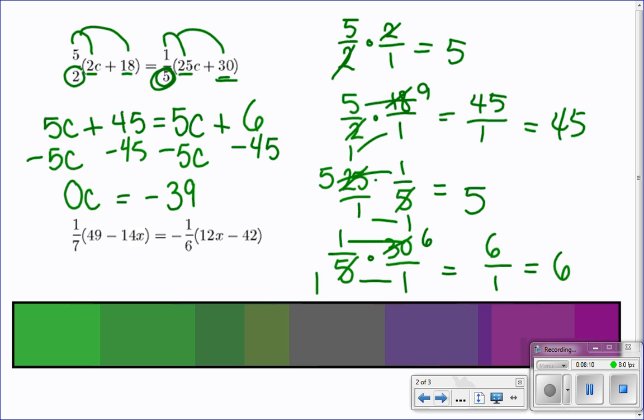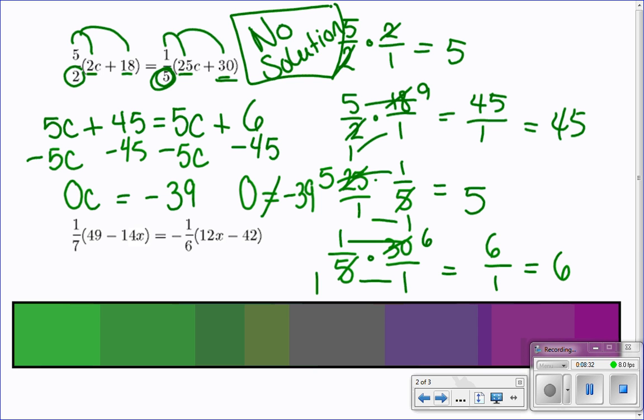So basically 0c, and 0 times anything is just 0, right? So we're saying we've got 0 is equal to negative 39. But that's not true. We know 0 is not equal to negative 39. It's not equal. So there's no solution to this problem, because we got something that doesn't make sense. Okay? Okay, so no solution there.